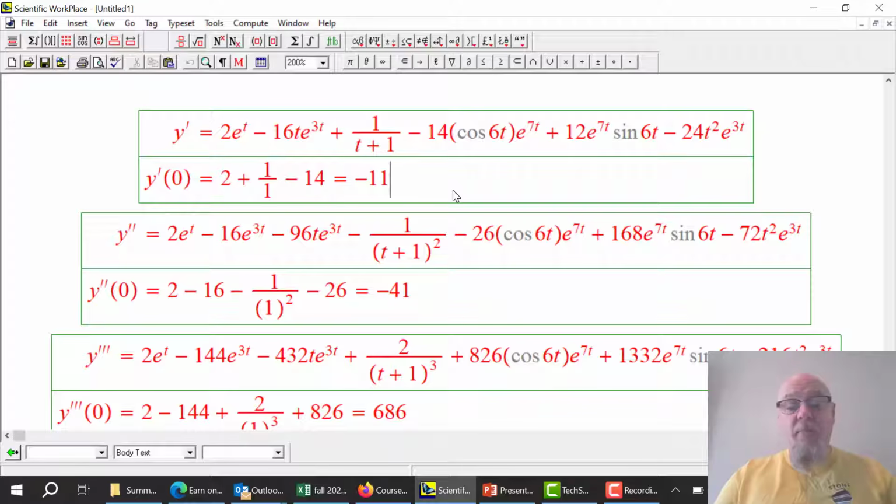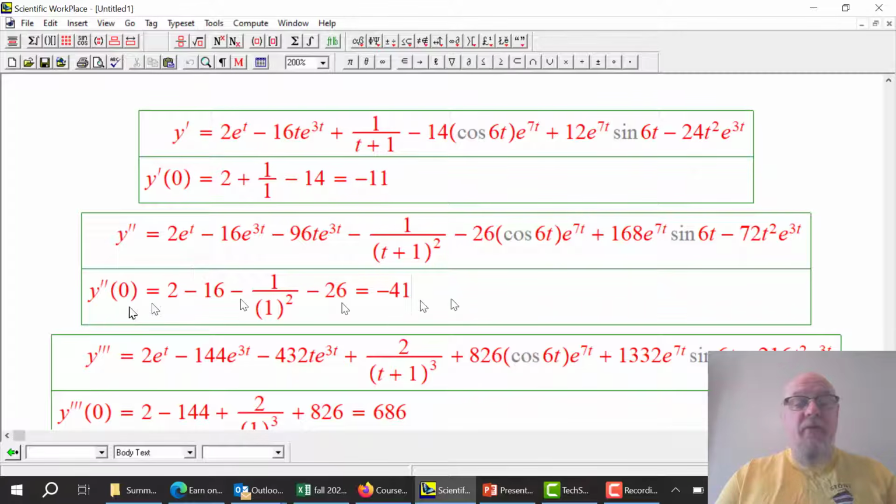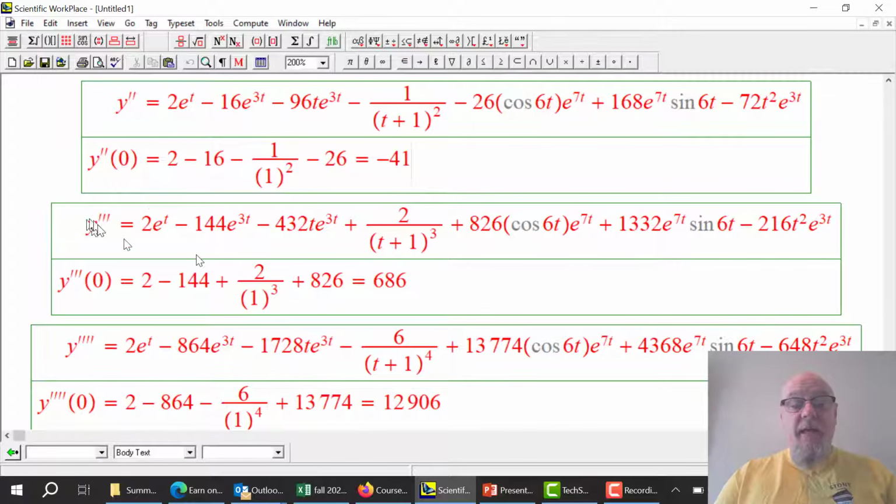I need y prime prime naught, etc. So I've pre-done all this. There's the derivative. I'm just differentiating the y prime to get the y prime prime, subbing in 0, and I get minus 41. Differentiating it again, subbing in 0, gets 686. Differentiating again because I need the fourth derivative, plugging in 0, I get the fourth derivative equal to 12,906.